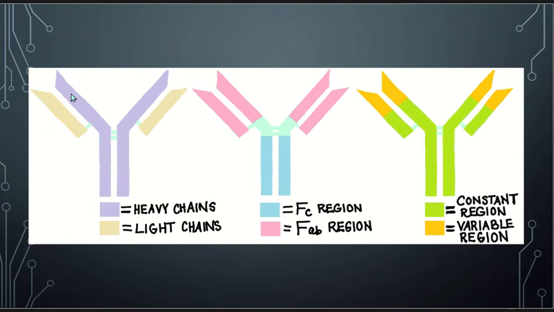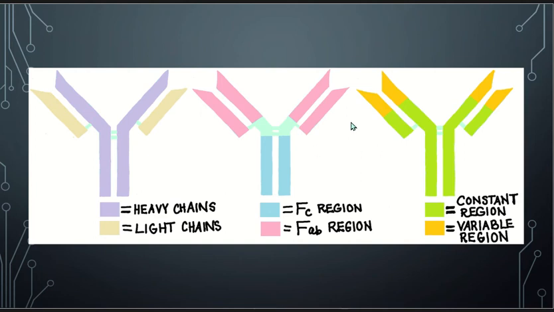So structurally, the purple portions are the heavy chains, and this heavy chain is identical to this heavy chain, and this light chain is identical to this light chain. Again, joined together by disulfide bonds. So the pink here is going to represent our FAB region, our antigen binding region, and everything from the hinge to the entire lower half of the antibody molecule will be our FC region.